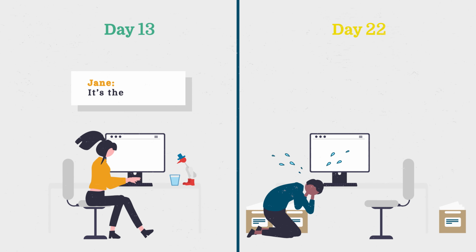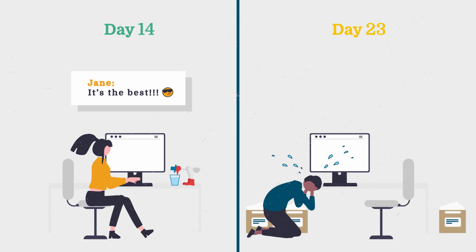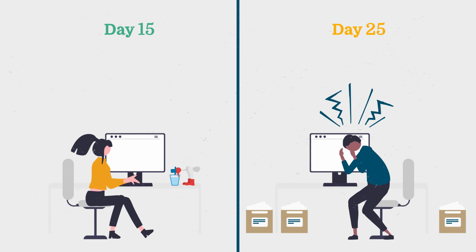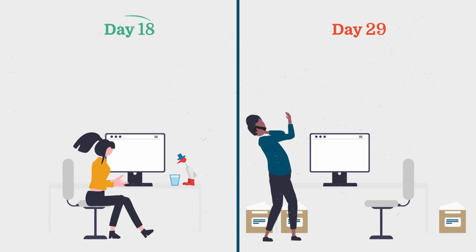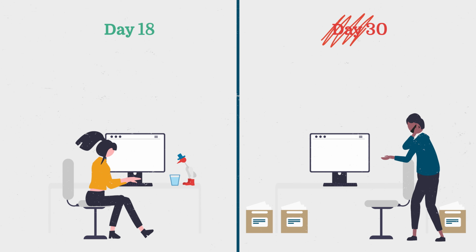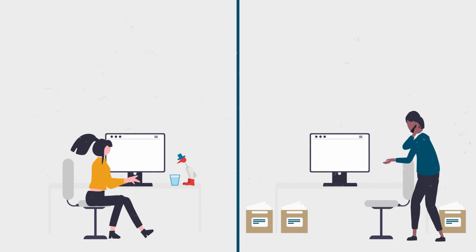Jane is telling her colleagues how streamlined Discovery Control has made case management. Joe is feeling overwhelmed, ferociously trying to find information in time to meet the deadline. Jane is never afraid of missing a deadline. Joe, on the other hand, has missed his. He just doesn't know it yet.